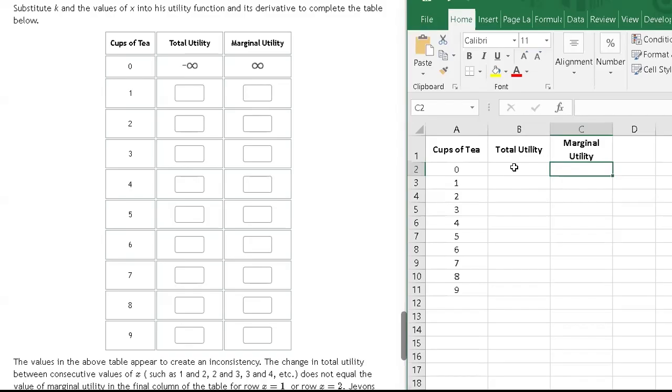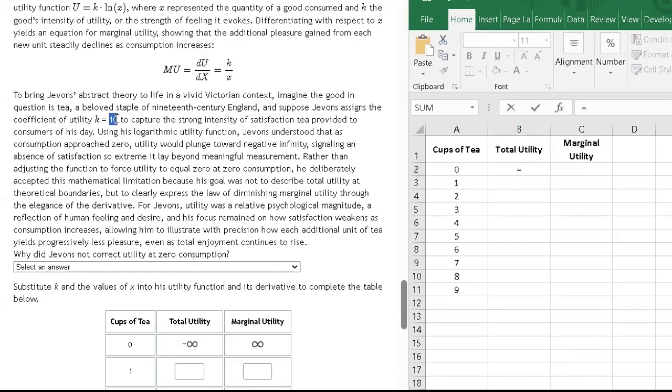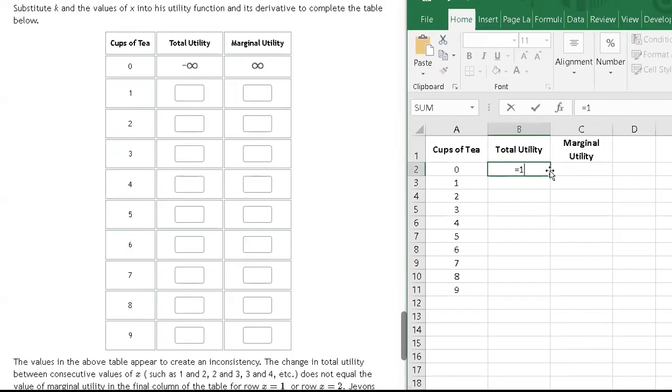And to get a good feel for why that is, let's just type equal, k in my case was 10. So 10 times the natural log of x equals, we get an error message, and I'm going to address that in a second. And then the marginal utility was the derivative of total utility, and that was the constant k, which in my case is 10, divided by x. Again, we get an error message.